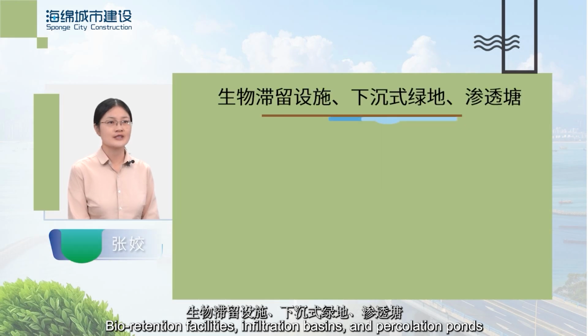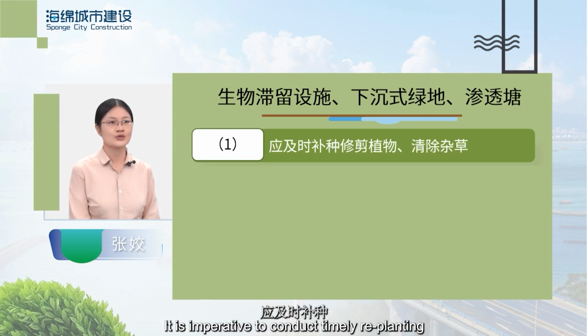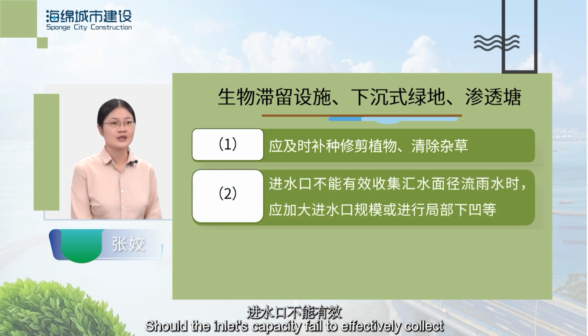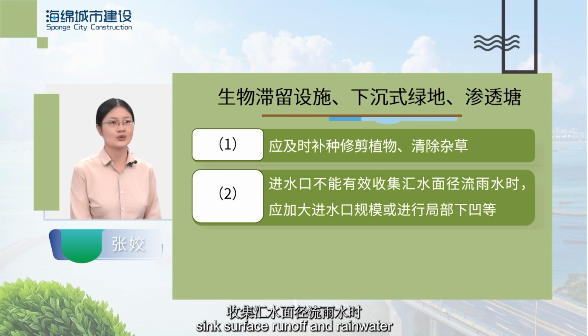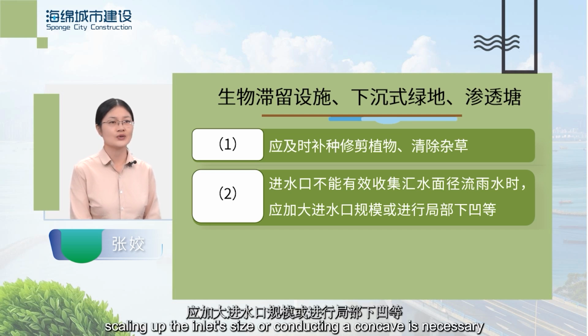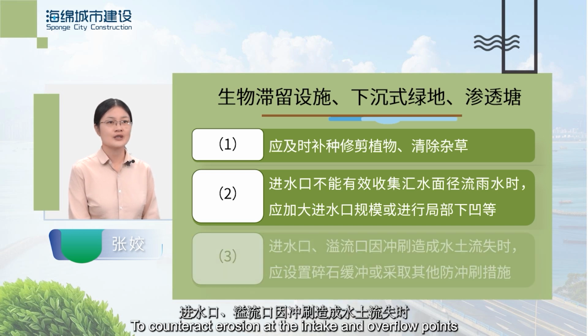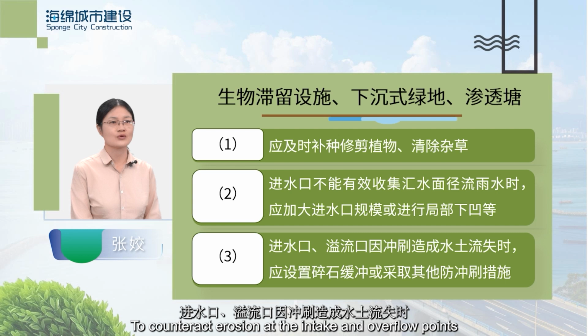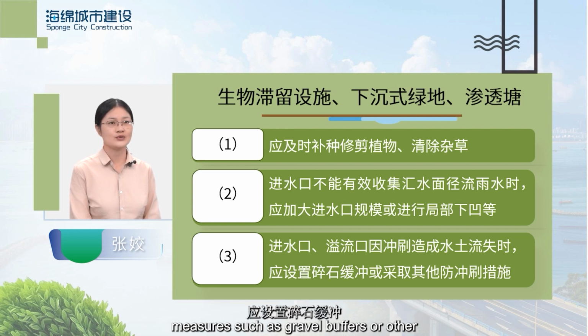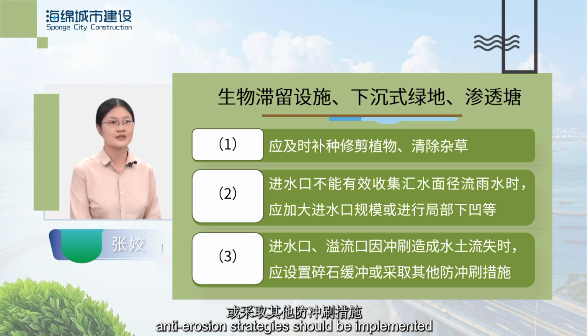Bioretention facilities, infiltration basins, and percolation ponds. It is imperative to conduct timely replanting and pruning of the plants, while simultaneously eliminating weeds. Should the inlet's capacity fail to effectively collect surface runoff and rainwater, scaling up the inlet's size or conducting a concave is necessary to counteract erosion at the intake and overflow points.